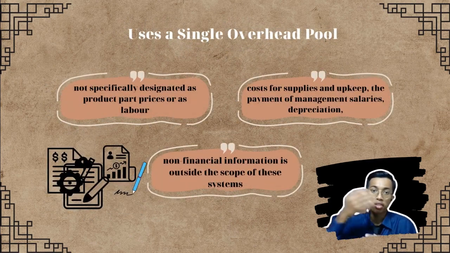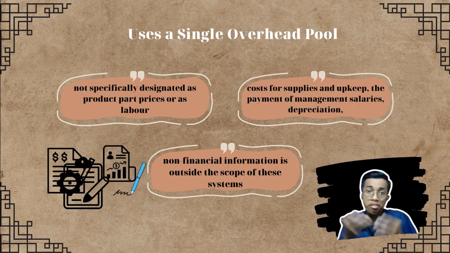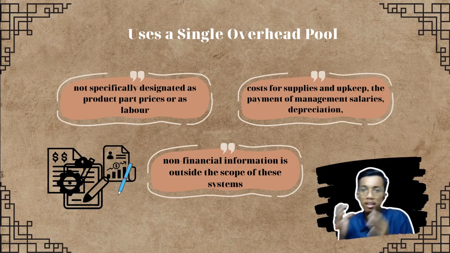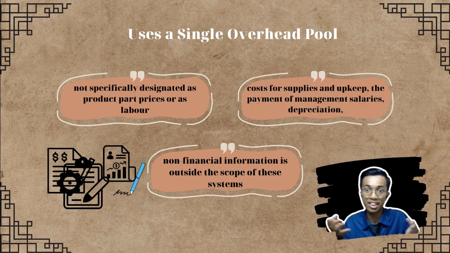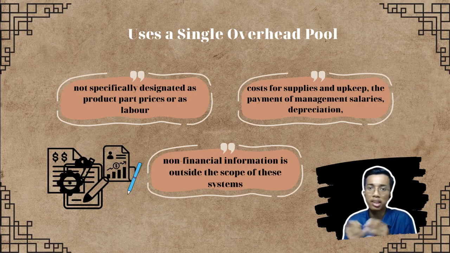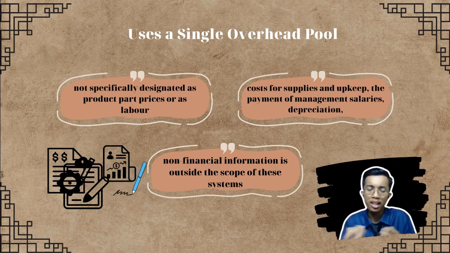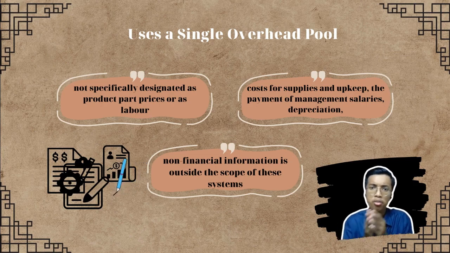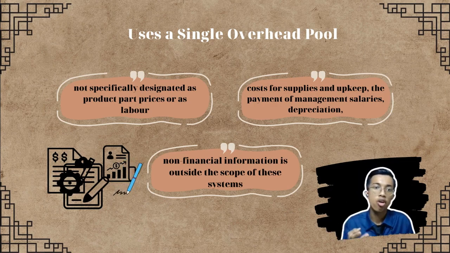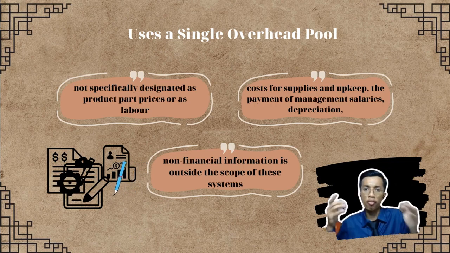Secondly, traditional costing uses a single overhead pool, which is a collection of costs not specifically designated as a product, part price or as labor, and is what is commonly used in the traditional costing approach. These would include costs for supplies and upkeep, the payment of management salary, depreciation and others. Additionally, traditional costing methods demonstrate that only financial information is available, whereas non-financial information such as defect rates and throughput rate for each operation is outside of the scope of this system.